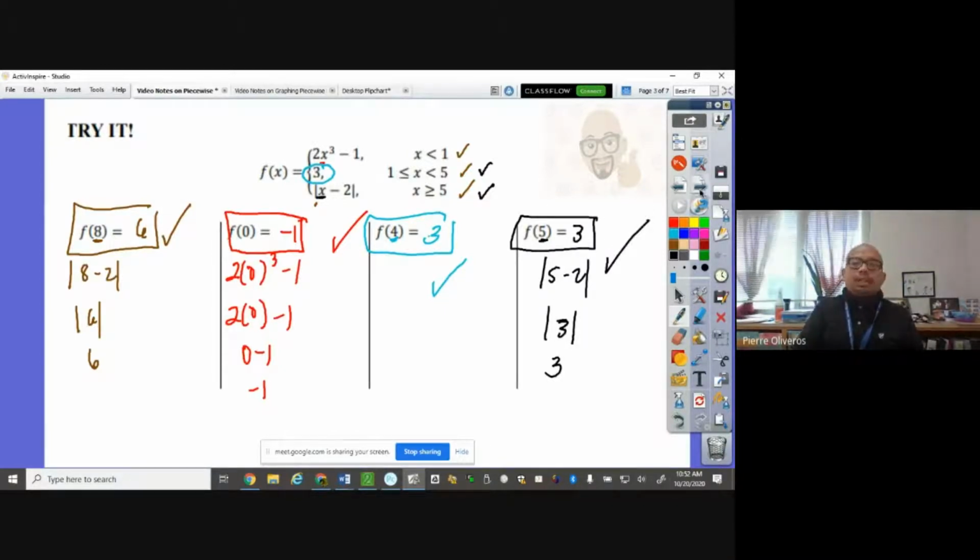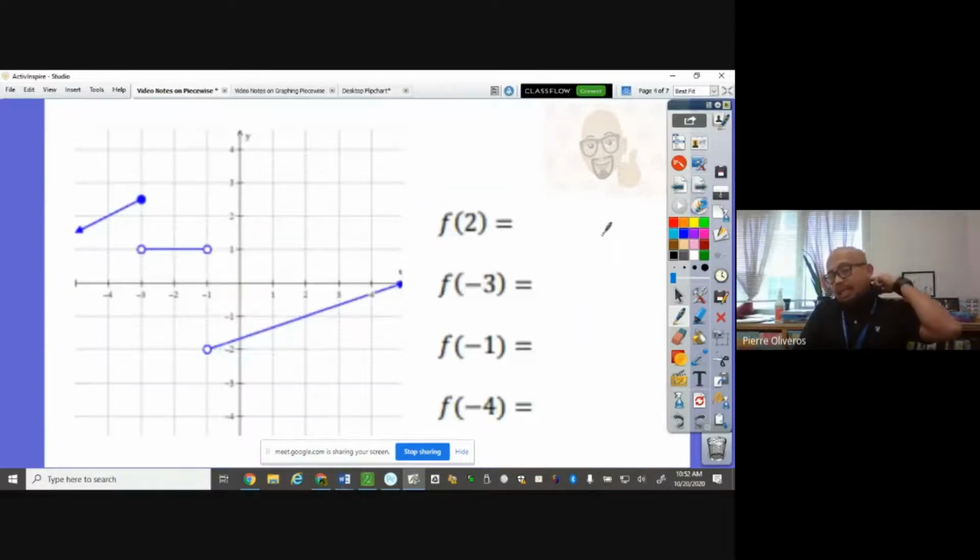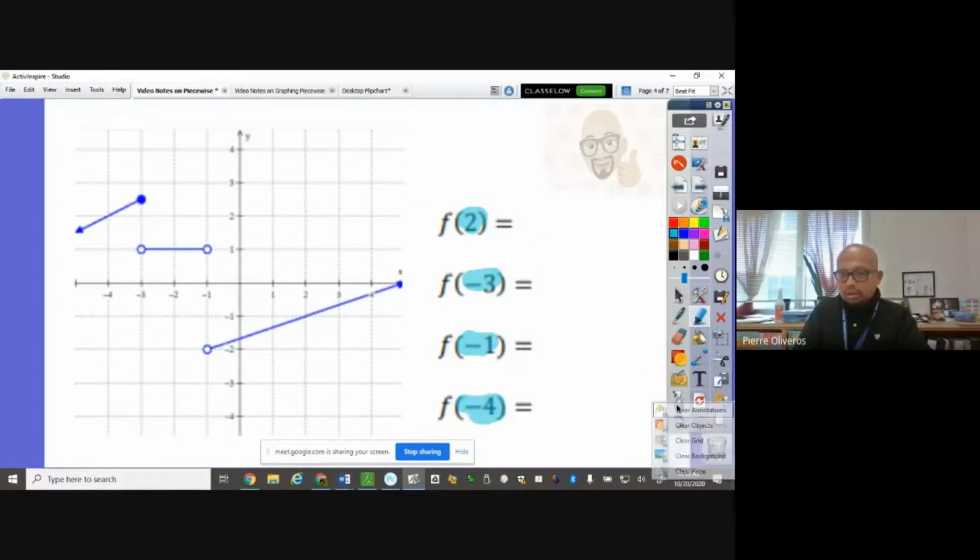Kaboom. Very easy, right? All right, let's see now how to solve piecewise function graphically. Meaning to say, the graph is given, you just have to find the answer based on the graph, okay? So f of 2, remember everything inside the parentheses are the x values. So they're asking you, if x equals 2, what's the value of y in the coordinate? So where's x equals 2?